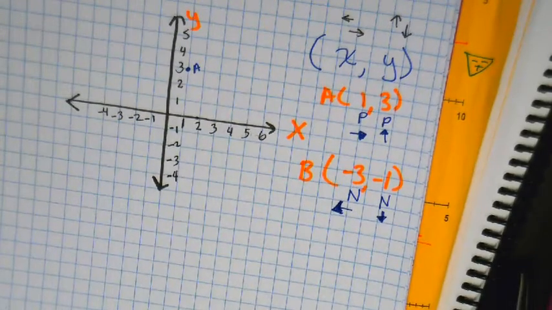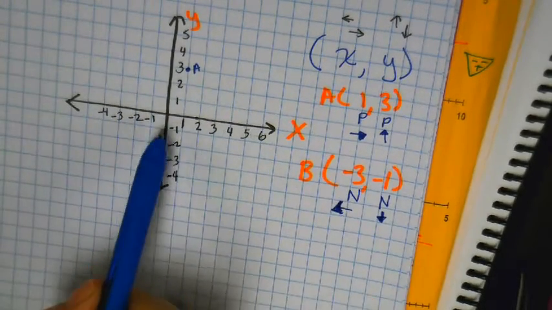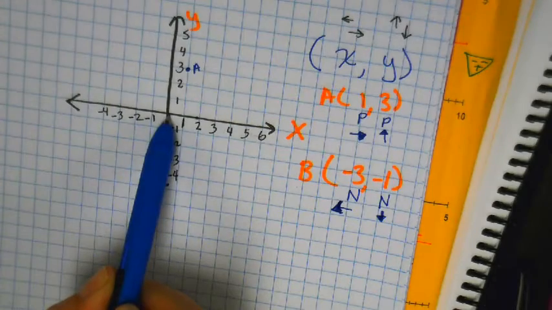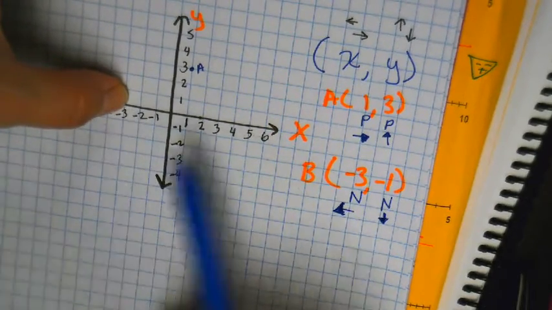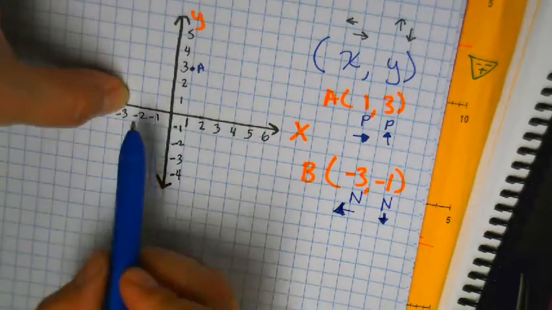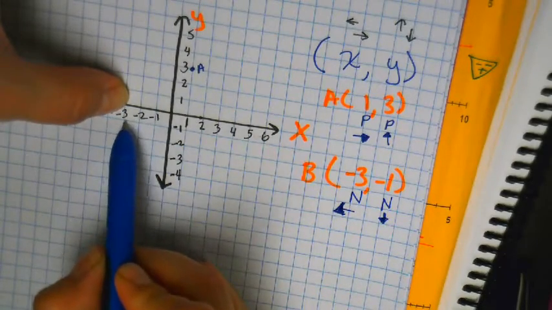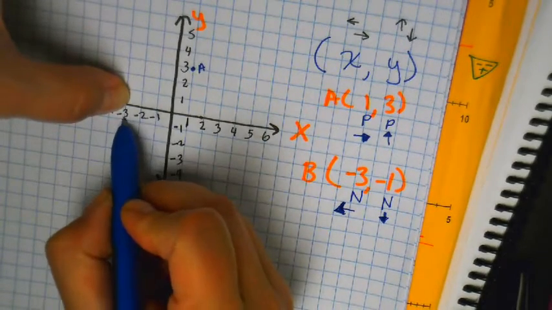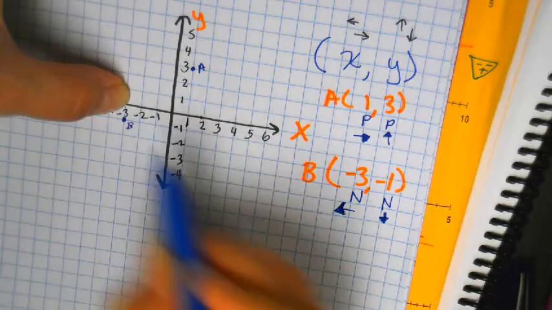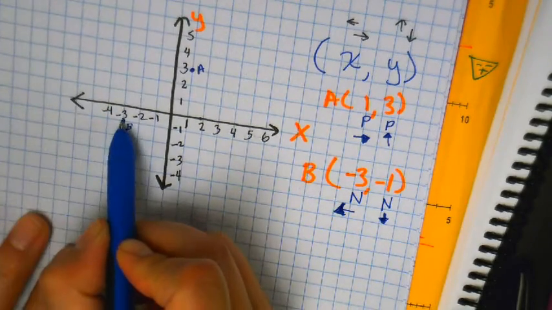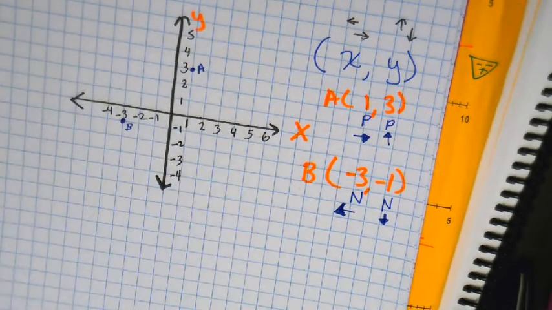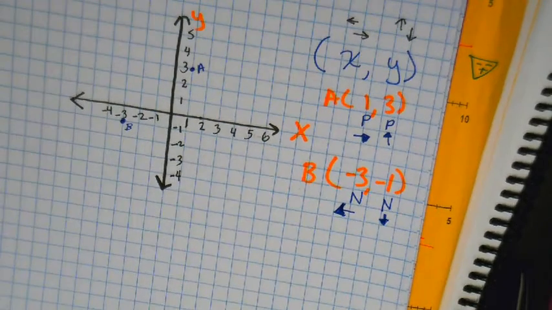All right, so let's start it. I'm going to start at the origin. I'm going to go to -3 on the left. There it is, right there. Then my second number is -1, so I'm going to go down to -1. Put a little dot right there, and that's letter B. So -3, -1. That's where I put my dot. It's where these two blue lines meet.